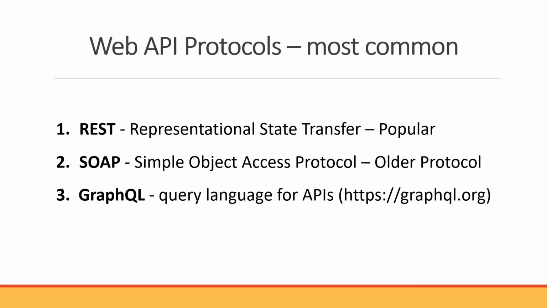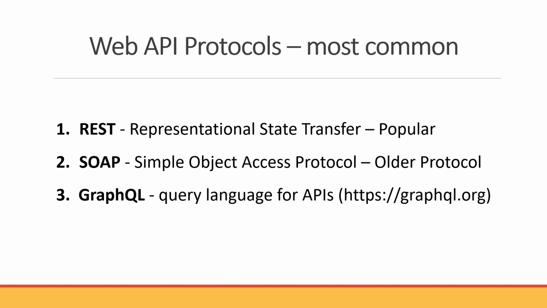Web API protocols, why do we need them? If two programs are communicating with each other and exchanging information, we need to have certain rules about how this is all going to be happening. Here I'm listing just a few of the most popular protocols, and the REST protocol is the most popular nowadays.